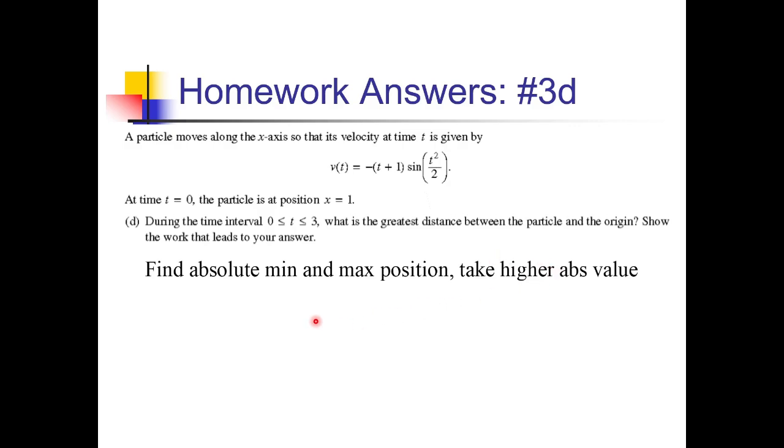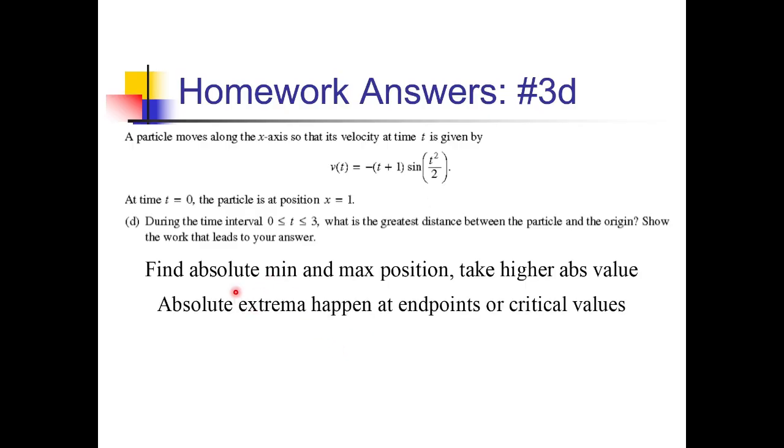Okay, so let's start by realizing that if I'm looking for maxes and mins, I'm really going to find those in two places. Absolute extrema happen only at the endpoints, which are 0 and 3, or critical values. And we only had one critical value, if you remember when we graphed out v of t. That was at the point 2.507. We did that back in part B. Feel free to check back there.